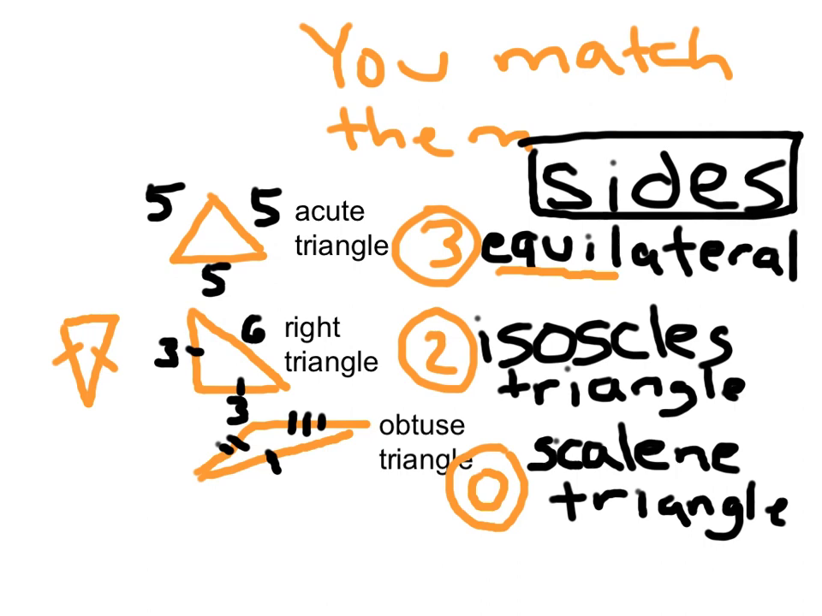Go ahead and write down all 3 of these for yourself. Equilateral, isosceles, scalene. And I also want you to write down the number of sides that are going to be equal for those. Go ahead and pause the video here and write those down. I just want this written down, please.